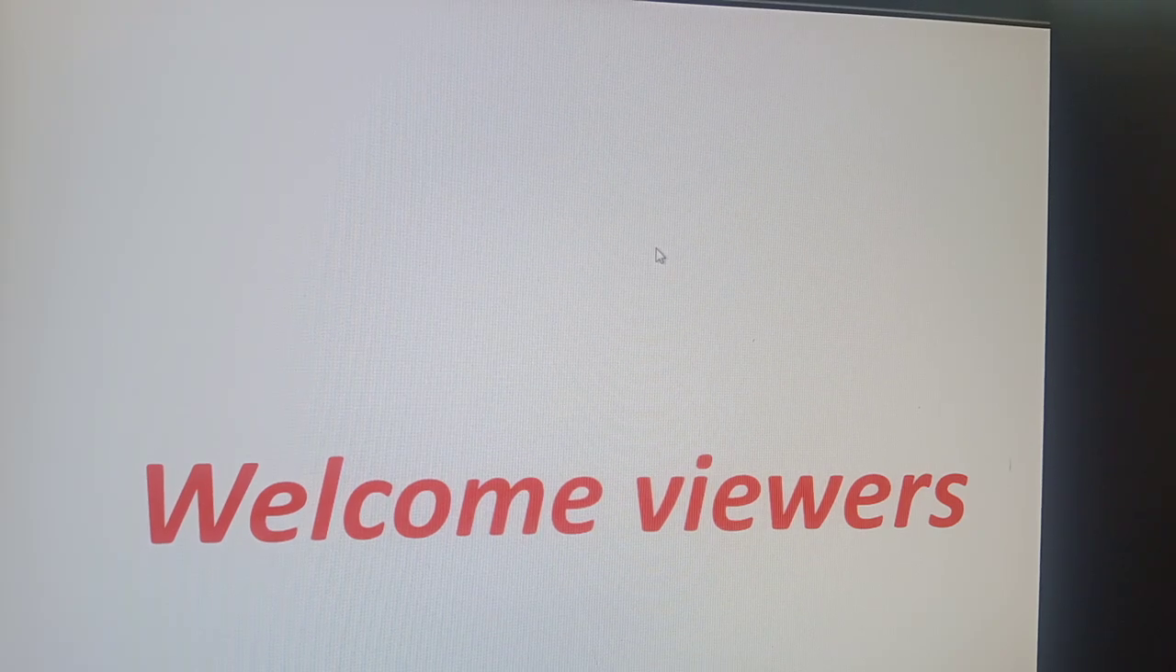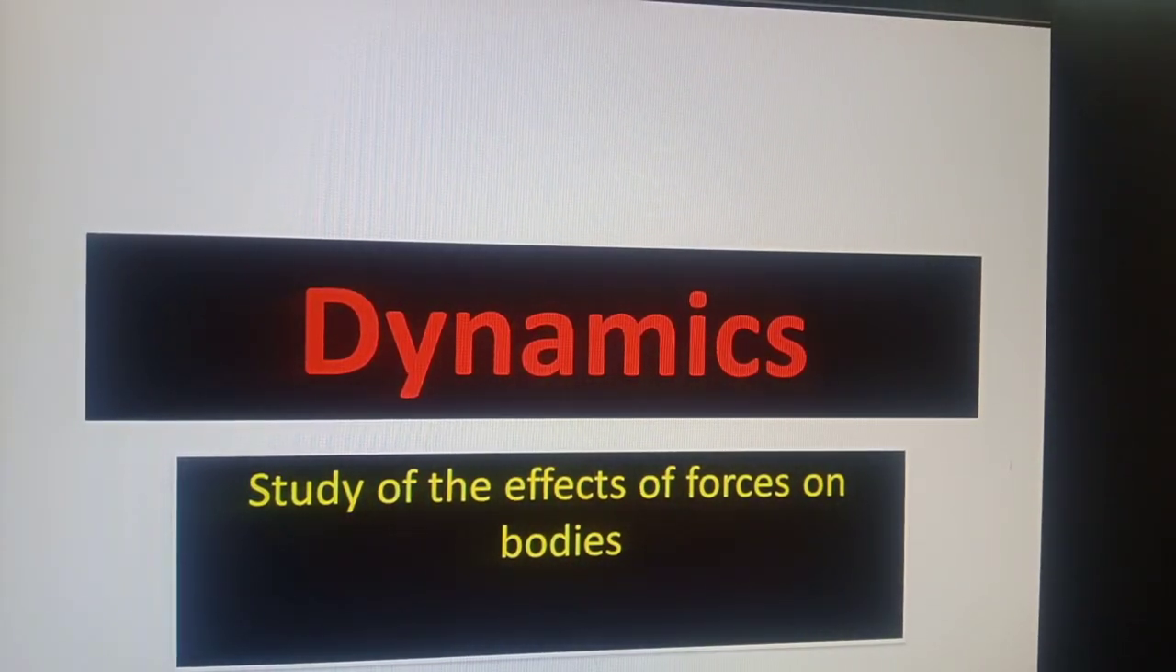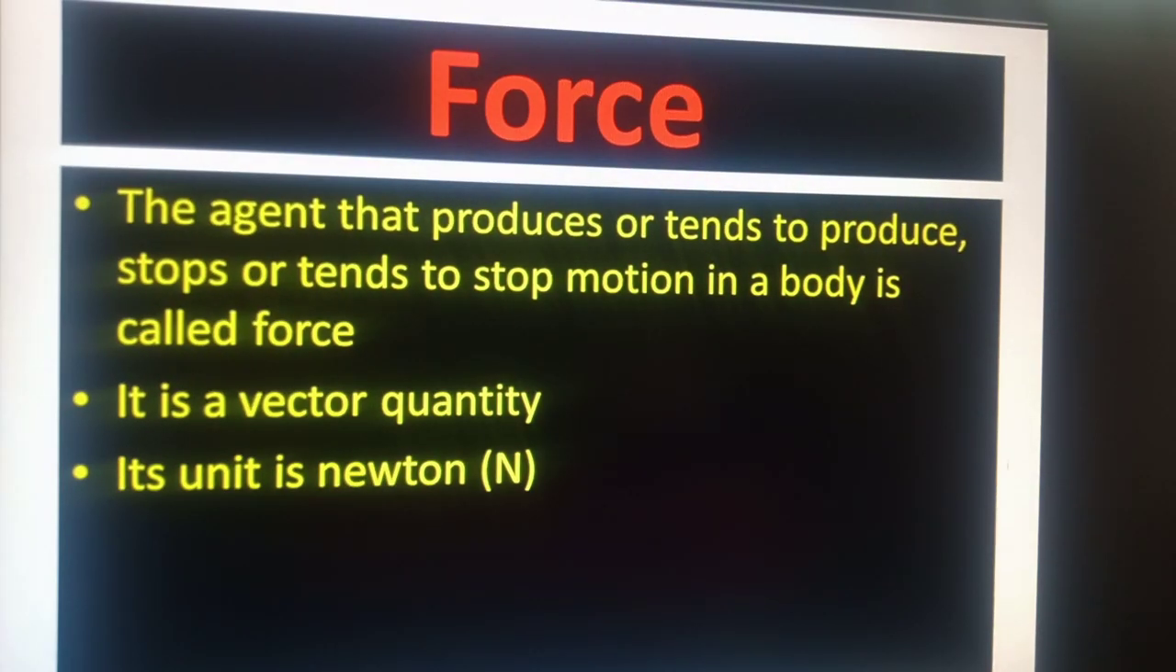Our today's topic is dynamics. Viewers, dynamics is a branch of physics in which we study the effects of forces on bodies. This branch of physics is known as dynamics. Now, to further proceed, first of all, we will define what is force.